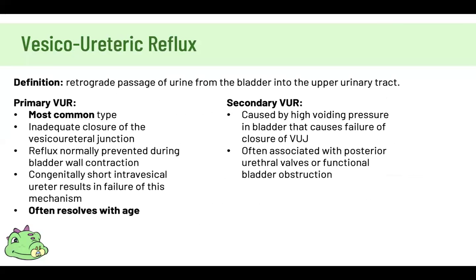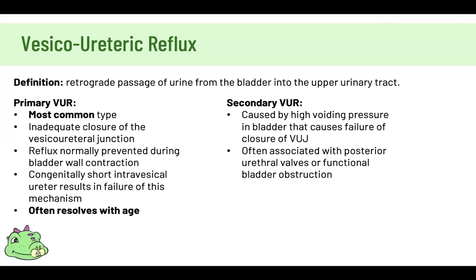Cool. So that's UTIs. Moving on to vesicoureteric reflux. So this is defined as retrograde passage of urine from the bladder back up into the upper urinary tract. And essentially, the main two subtypes are primary and secondary. So primary is by far the more common type of VUR. And essentially, the pathophysiology behind it is that there's inadequate closure of the VUJ.